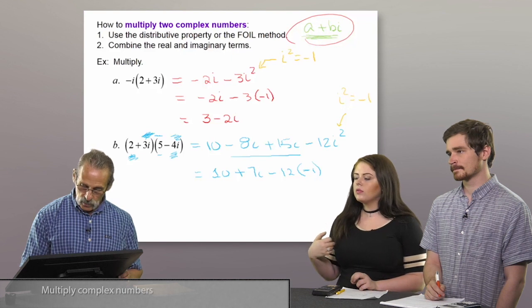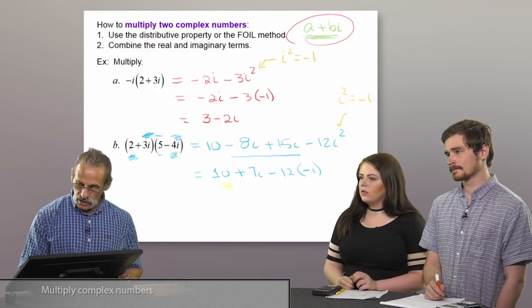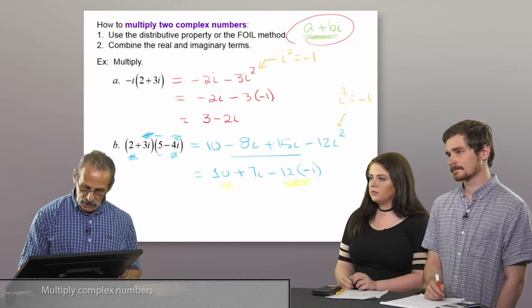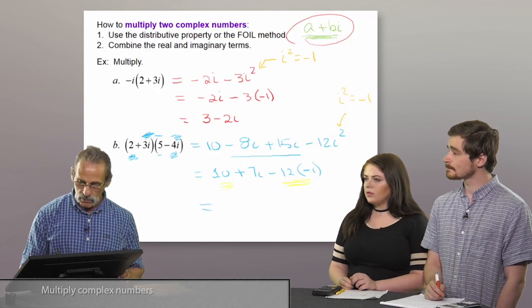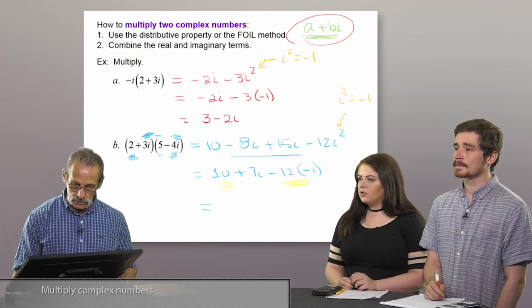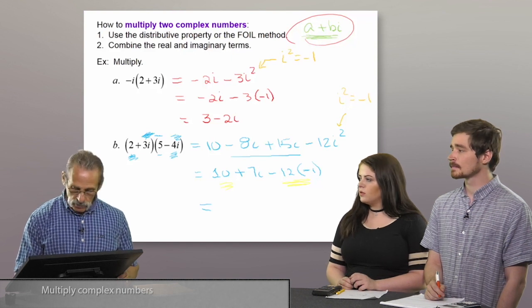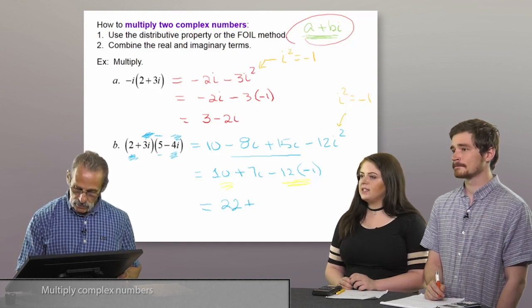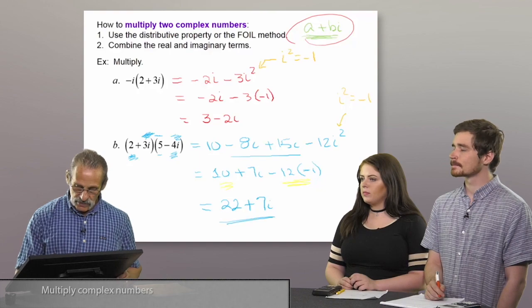So my very last step is to combine the real components that we see where? We see here and here, right? So what am I going to have as my final answer in the form of a plus bi? So you'll have 22, and that's 10 plus 12. Very good. 22 plus 7i. Thank you very much.